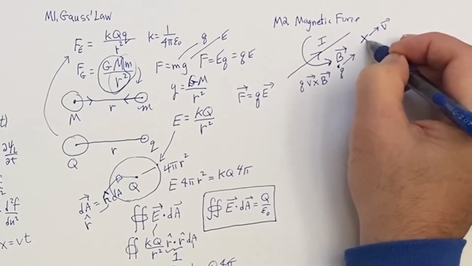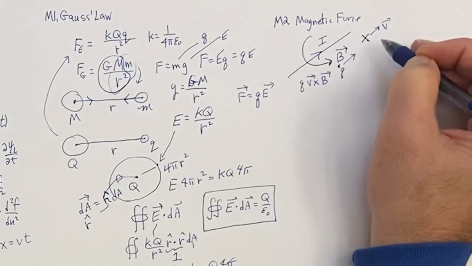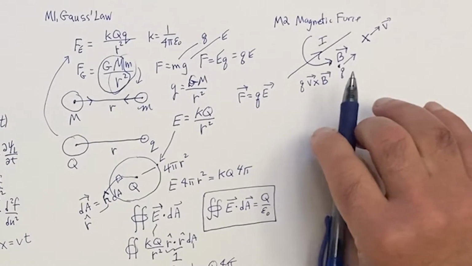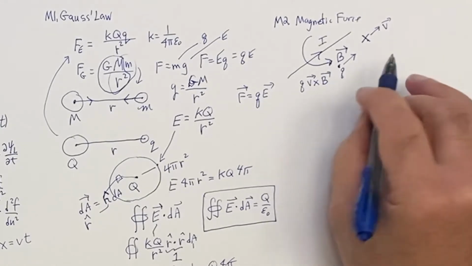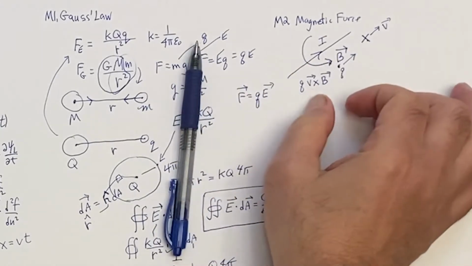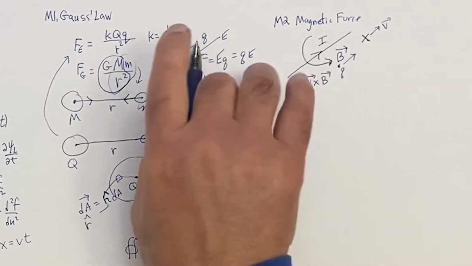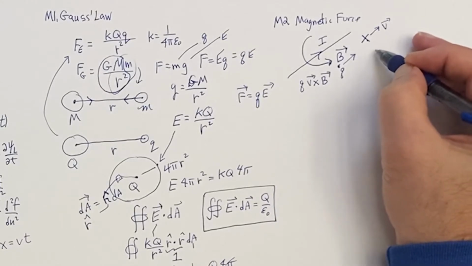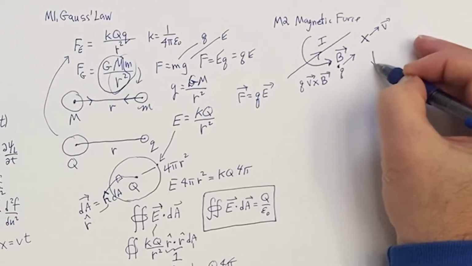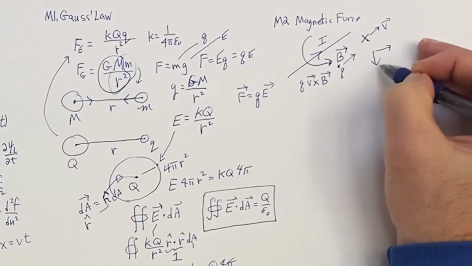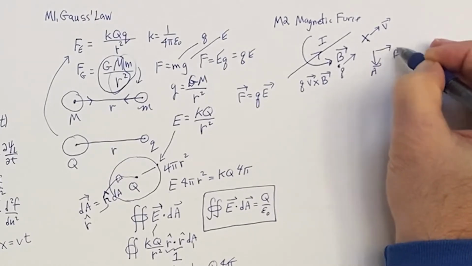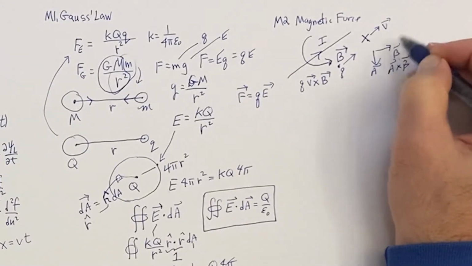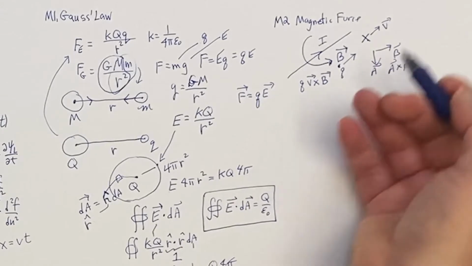So if you go into the page and have V cross B, what you do is the right-hand rule: you point your thumb in the V direction. The way I like to look at it is with a screwdriver. If you have two vectors, say A and B, and you want A cross B, you have to get behind the page and turn A into B.